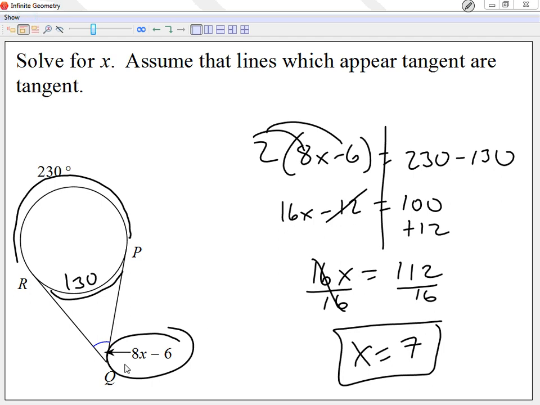So once again, we multiply the angle times 2, and it's equal to the difference of the arcs. So we have to subtract the arcs, but we always start with the bigger one. So 230 minus 130, not 130 minus 230. So remember, the order does matter. So good luck.